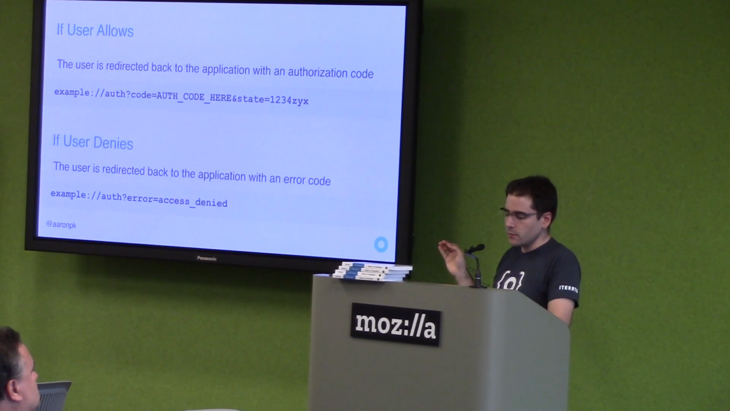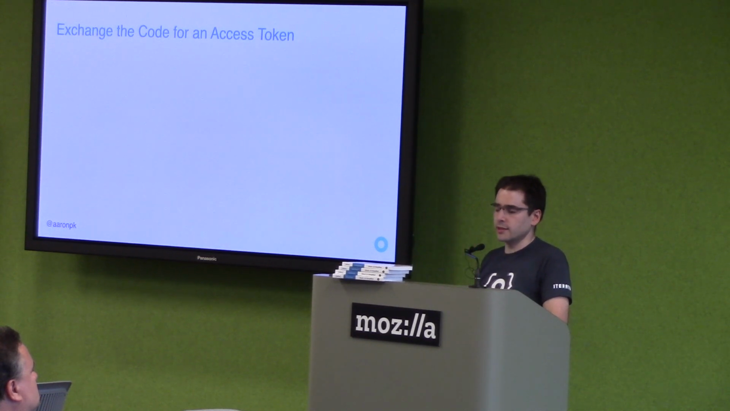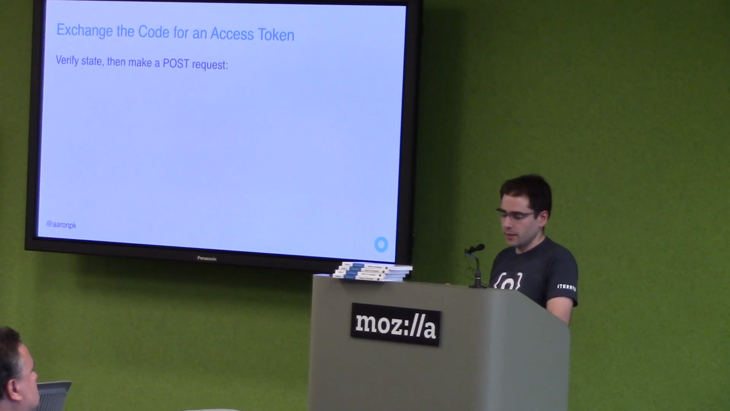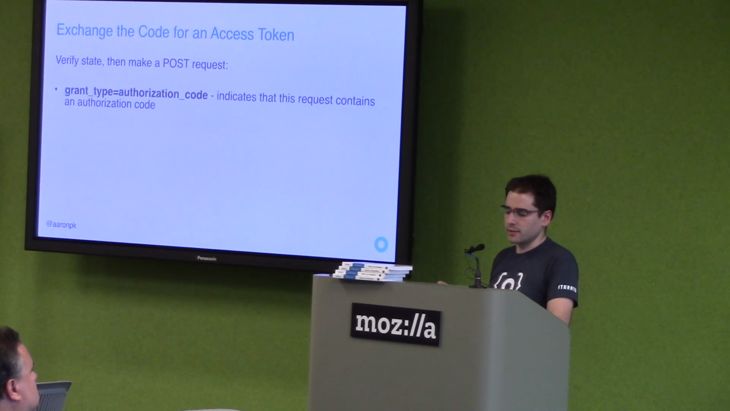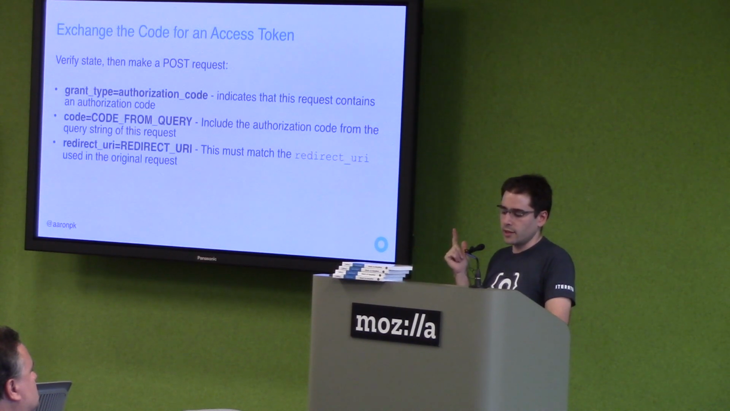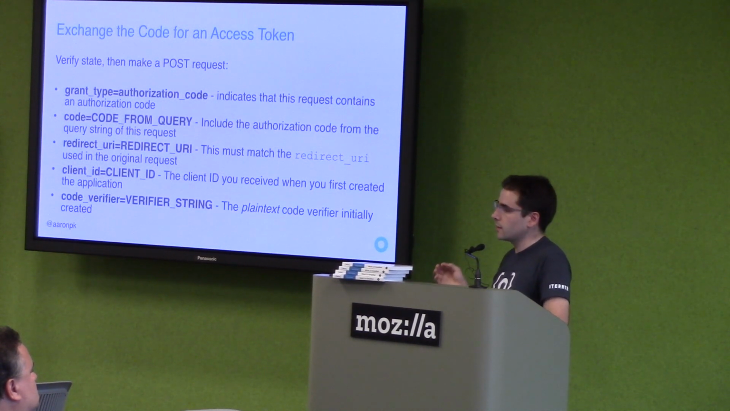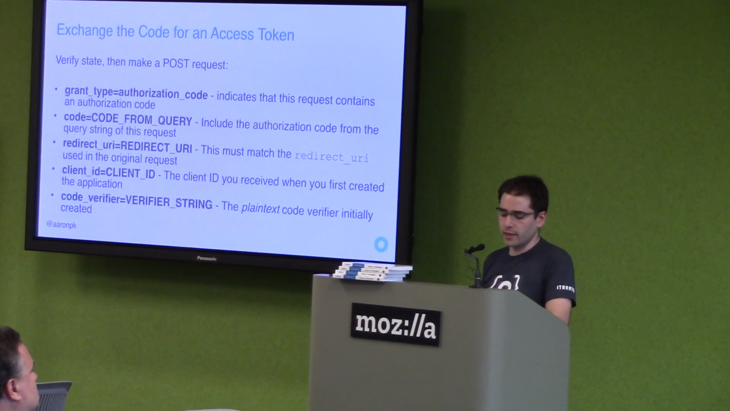And where it differs is when the app goes and makes that post request. So it's going to build the same post request that it did before, with the grant type as authorization code, the redirect URI, and the client ID. And then instead of the client secret, it's going to send the plain text string that it used to generate the hash.